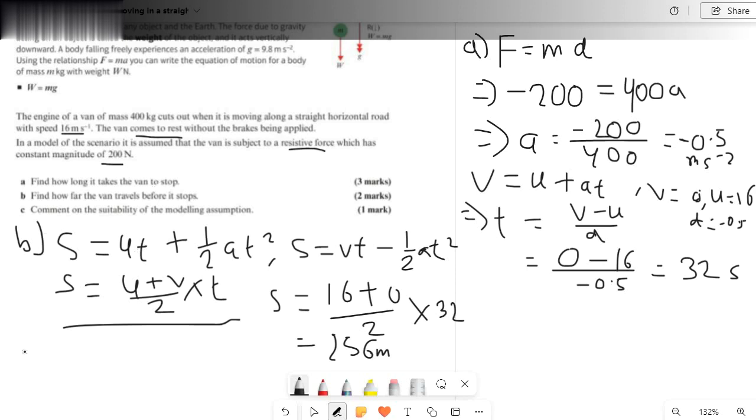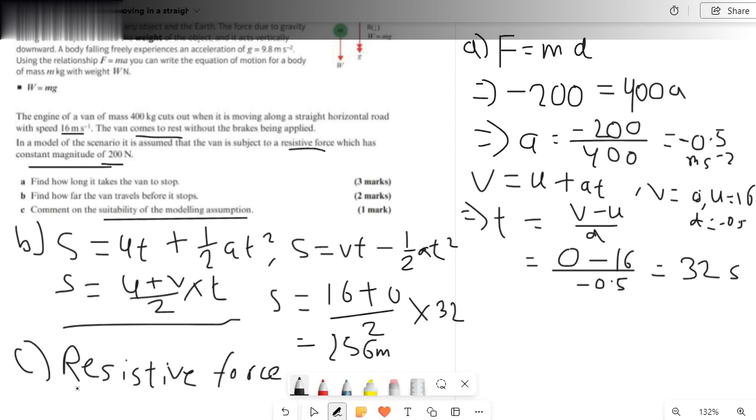And for part C, we have to comment on the suitability of the modeling assumption. Now we have assumed that the resistive force is constant, and realistically this is not possible because the resistive force is unlikely to be constant. So this can be a proper comment.